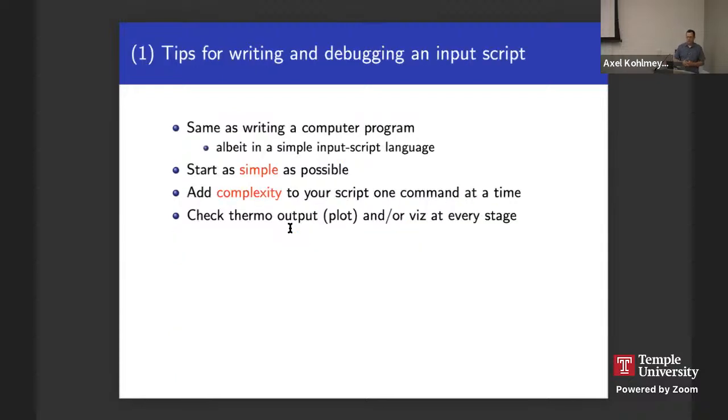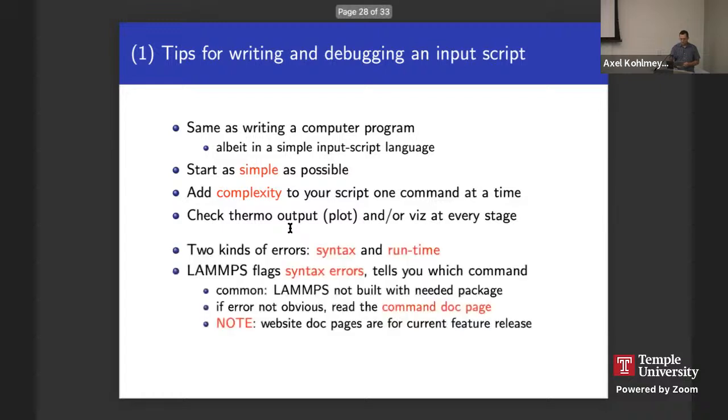Okay, so here are some tips for writing and debugging an input script in LAMMPS. It's really similar to writing any computer program. You want to start as simple as possible, and slowly add complexity one command at a time. You can look at the log file and plot the data. Is your pressure blowing up? Are you getting bands in the output? You can even visualize it at every stage.